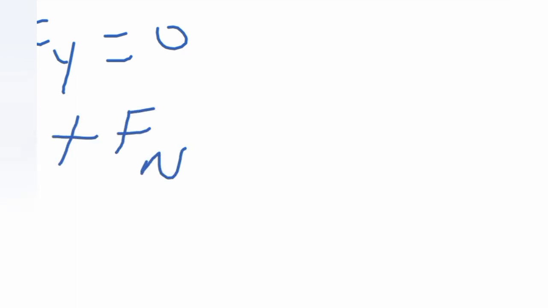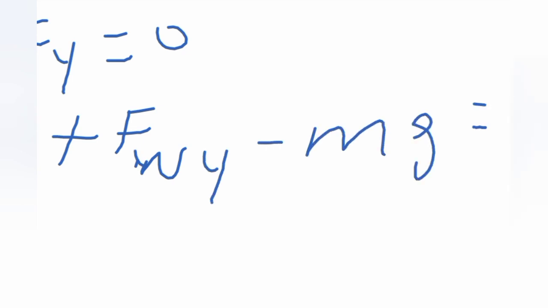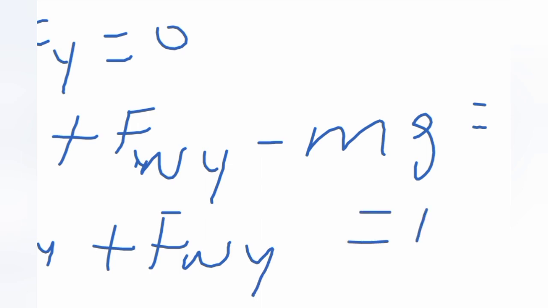Next, the summation of force along the y axis is equal to 0. The forces acting along the y axis are the tension force Ty plus the force by the wall on the bar along the y axis, minus the weight, which is downward, equal to 0. So Ty plus Fw of y is equal to mg. Take this as equation 2.